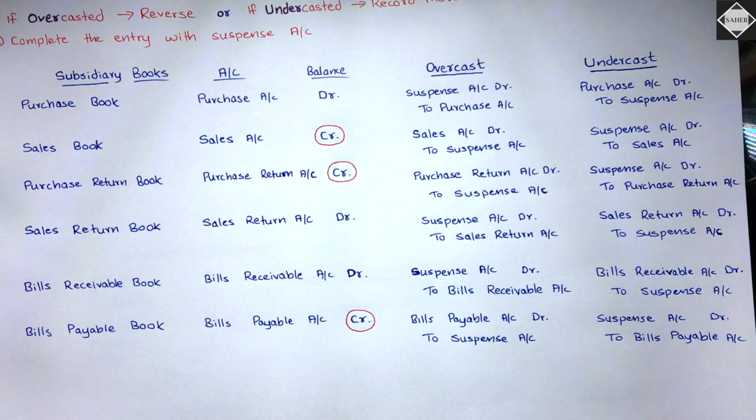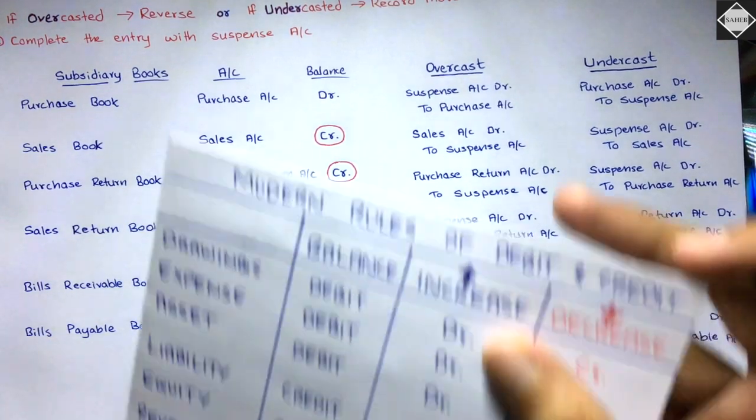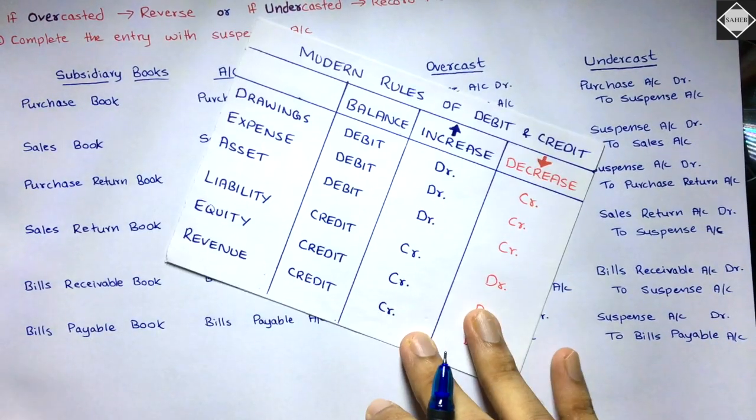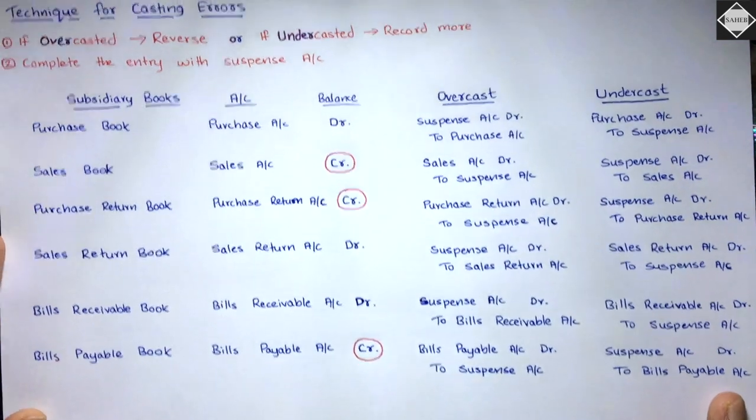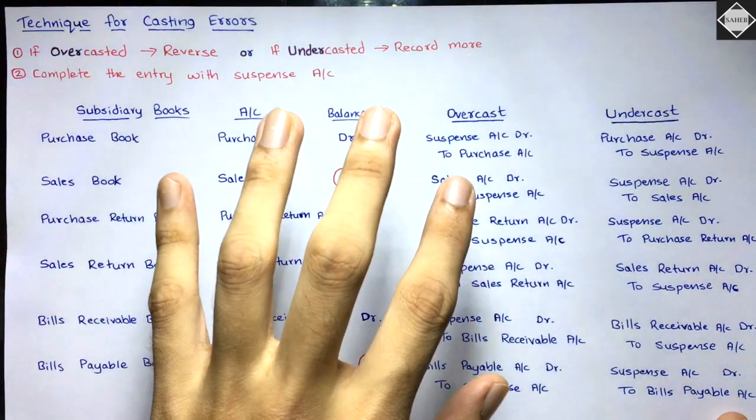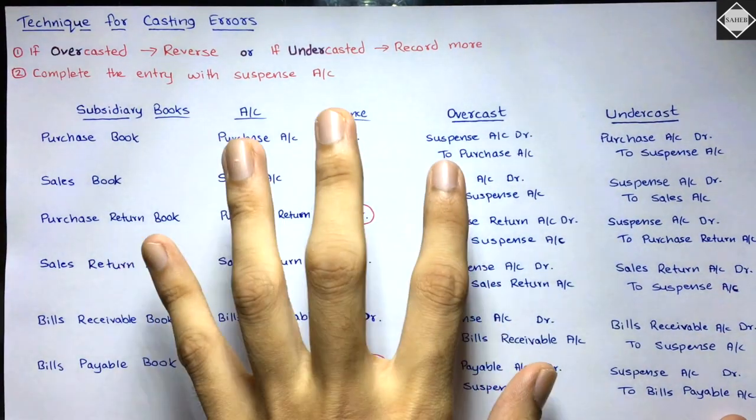All of these errors and everything in the rectification is dependent upon this. If you don't know this, if you are not good in classification of debit and credit, then believe me, you cannot do this. It will be very difficult for you. Okay. So you understood this. It's very simple. You can directly go now and do the questions on casting errors.